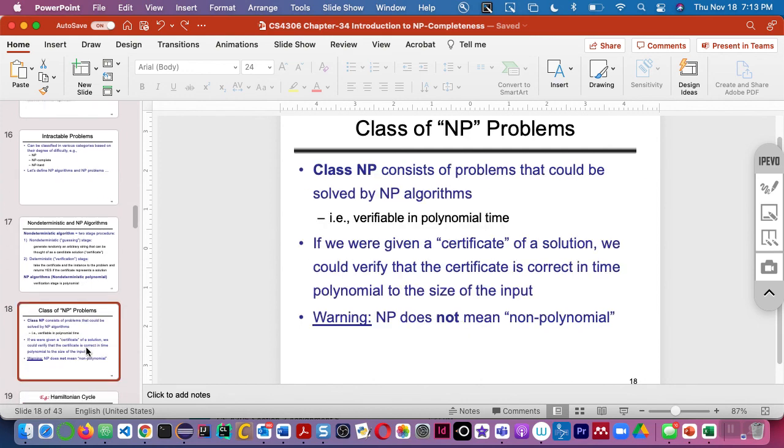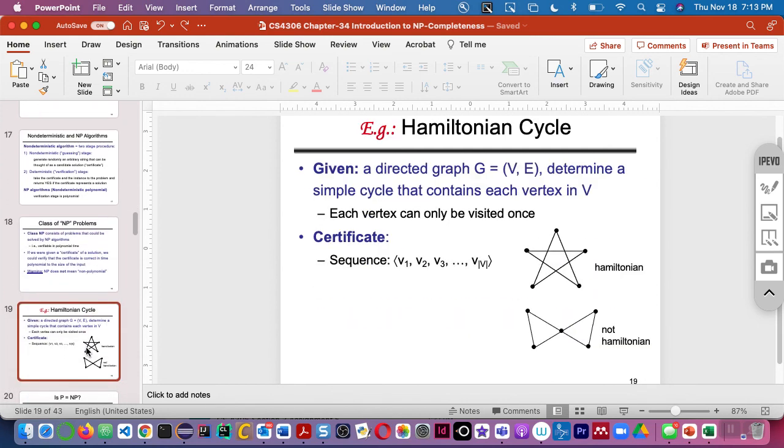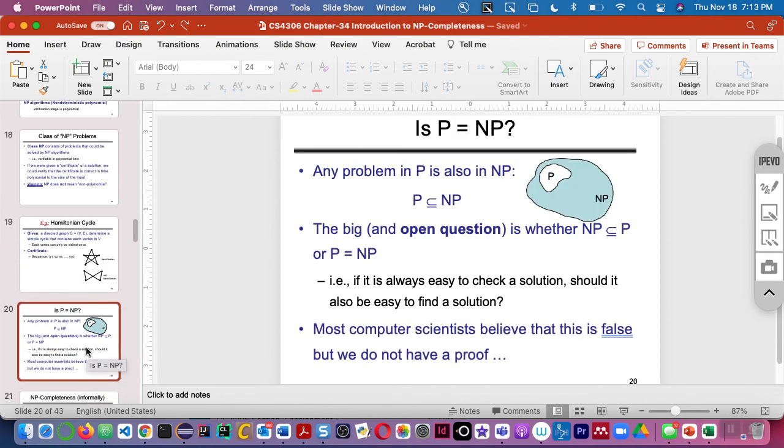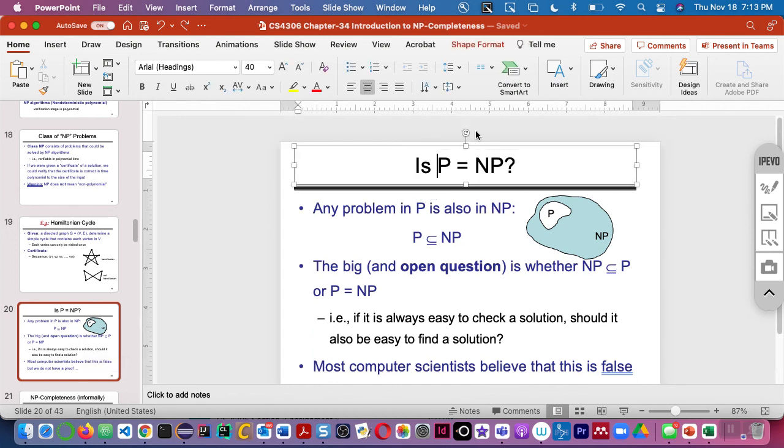Okay, now let us come to some problems. So, okay, this is the $1 million question. Okay, is P equal to NP?